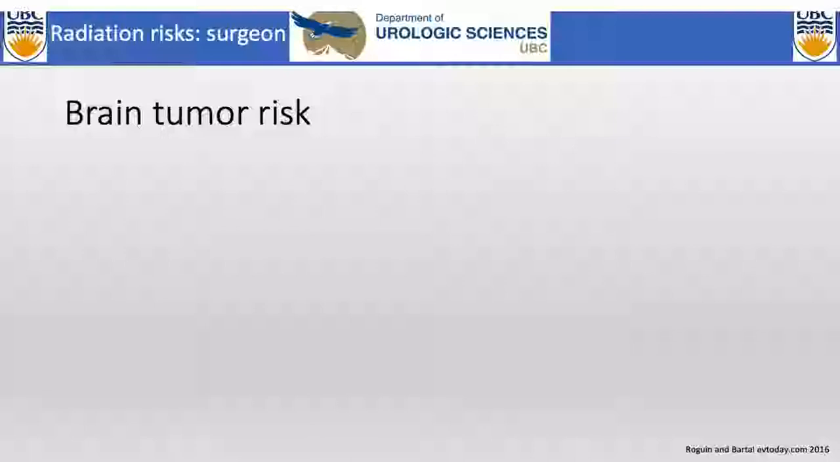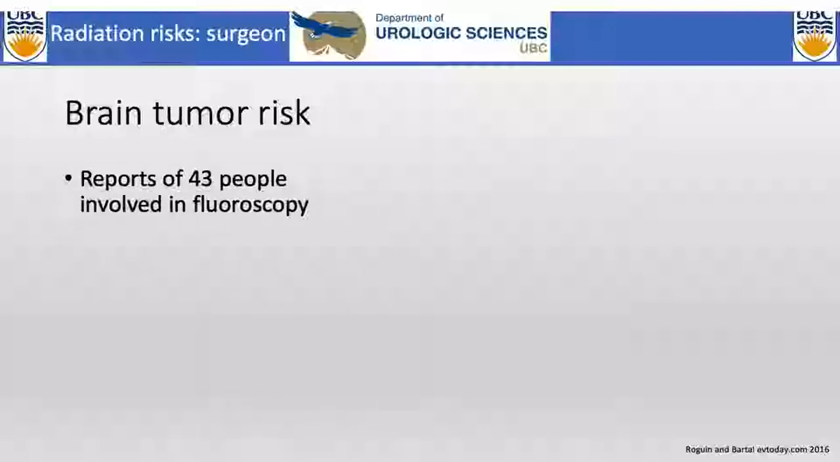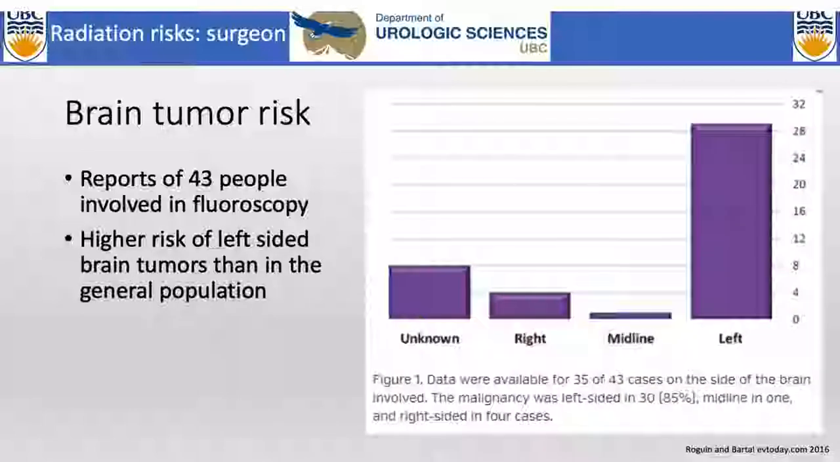There are two main concerns that have been put forward in the literature from radiologists, interventional cardiologists, and urologists: brain tumors and cataracts. For brain tumor risk, there's a report out there, and the names of the people that published it are at the bottom. They've now published 3 or 4 papers, slowly accumulating data for brain tumors in interventional cardiologists and radiologists primarily. It's known that the dose to the left side of the head seems to be higher for interventional radiologists and cardiologists than to the right side of the head.